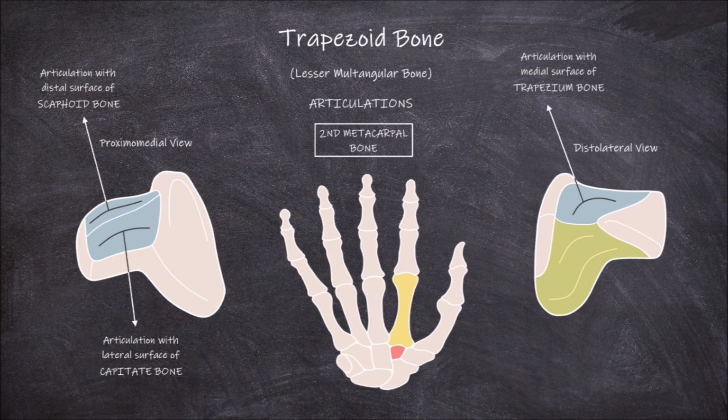The fourth and final articulation is with the second metacarpal bone. The facet on the distal surface of the trapezoid bone articulates with the base of the second metacarpal bone.